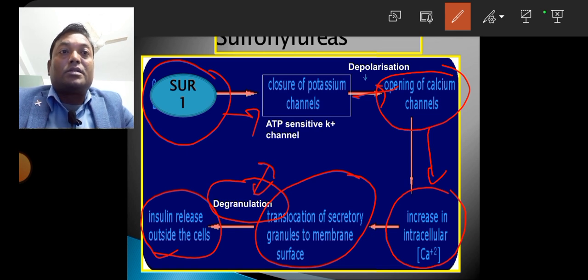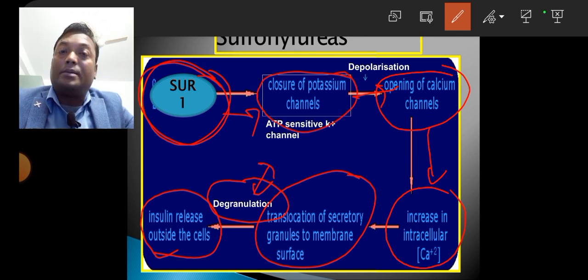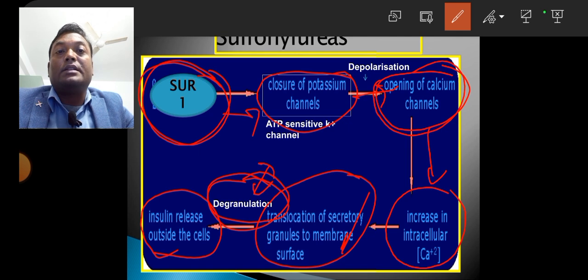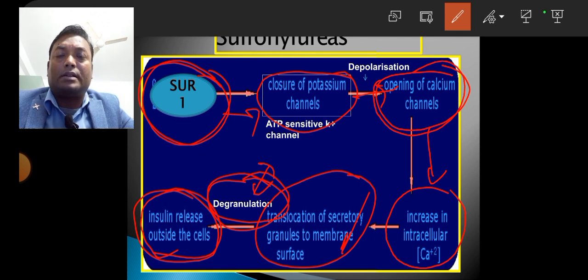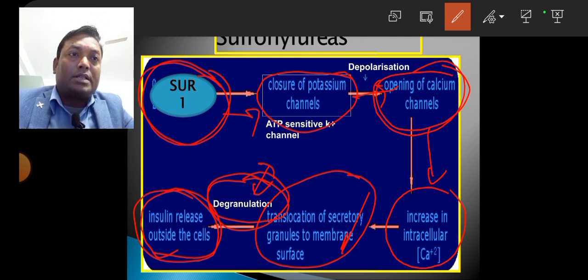So again I am repeating, sulfonylurea binds with sulfonylurea receptors, causes closure of potassium channels, leads to depolarization, causes opening of calcium channels, leading to increased intracellular calcium influx, causes translocation of secretory membranes, and this leads to degranulation, and by the degranulation process the insulin is released outside the cell. So this is the procedure of the mechanism of action of sulfonylurea. You can also make a note from these slides by pausing this video lecture.